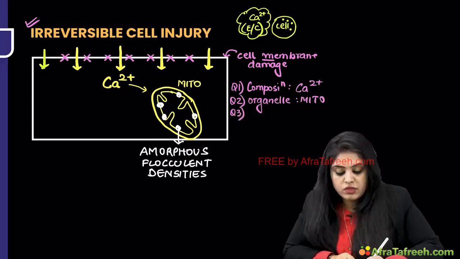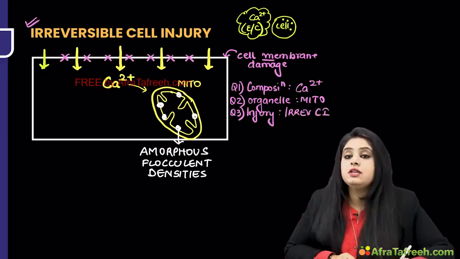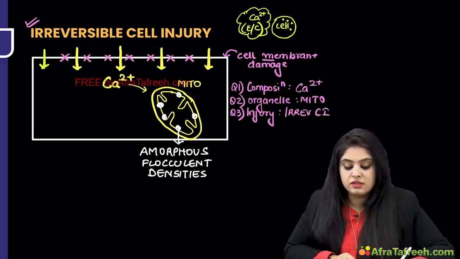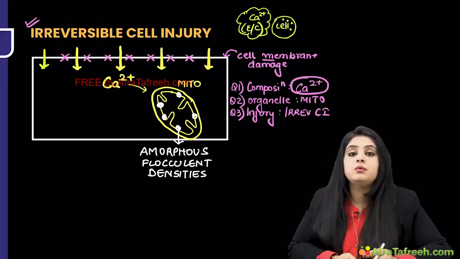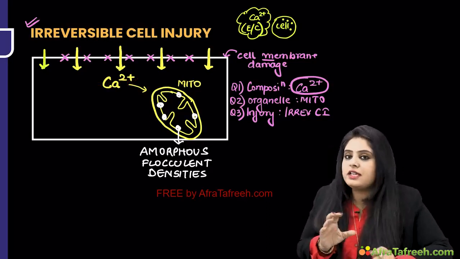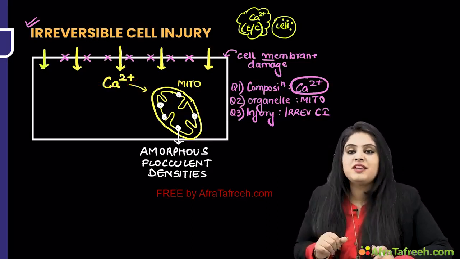Question number 3, which injury am I talking about? The injury is irreversible cell injury. 3 questions about amorphous densities and they are made up of calcium. So now I want to tell you how the examiner will confuse you over here. This is a very catchy kind of a point. Listen to me very carefully.